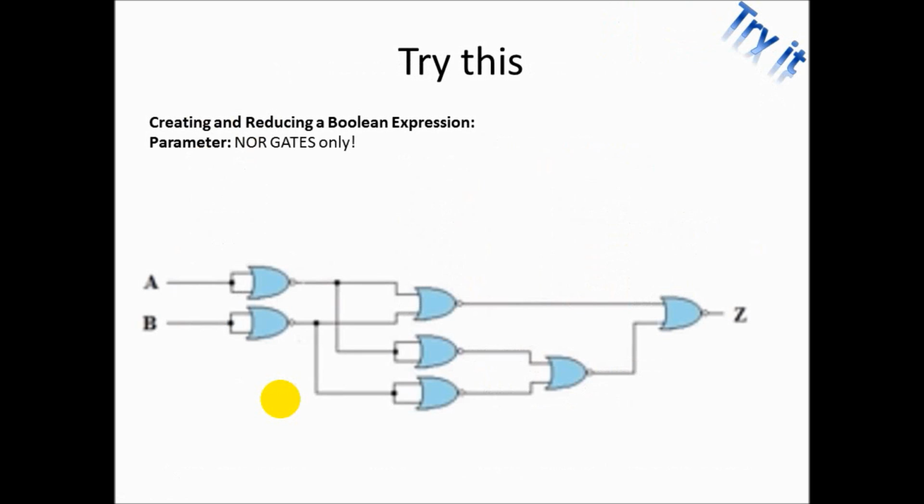Now, our parameter is NOR gates only. NOR gates only. So the first thing that you're going to end up with is inverted A and then inverted B. Then that inverted A feeds into this NOR gate, okay, and into this NOR gate. That inverted A only feeds into this NOR gate, and that inverted B only feeds into that NOR gate. But these two feed into that one there. And so deal with them in sections. I do have the answer for this broken down for you later on in a video, but I want you to try it first.